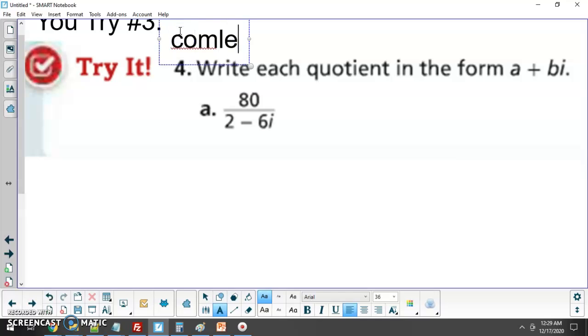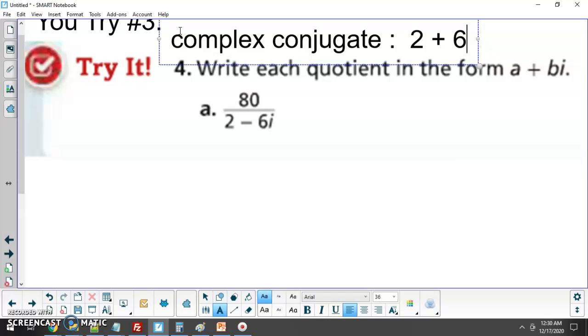Okay, so here, if you have an imaginary number in the denominator, you want to multiply the top and bottom by the complex conjugate, which is the same real part, but you switch the sign on the imaginary part. So for 2 minus 6i, the complex conjugate would be 2 plus 6i.